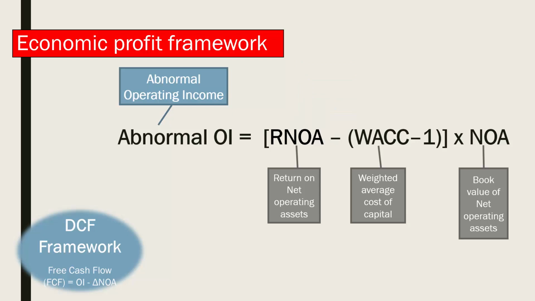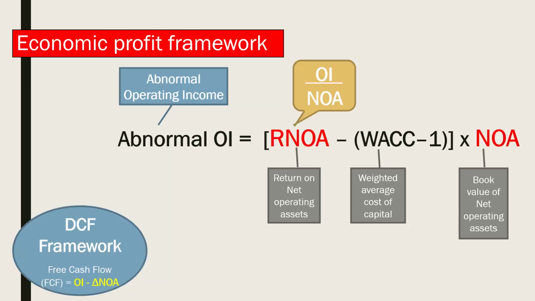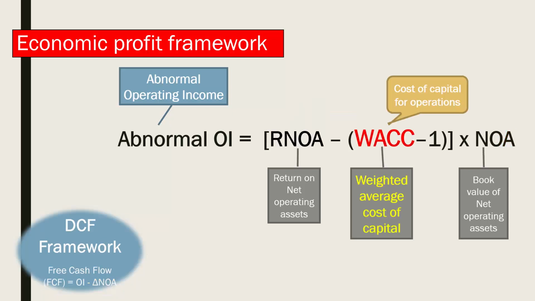In restating a firm's financial statements, we separate a firm's operating and financial activities and identify these key accounting measures of the enterprise of a firm: operating income after tax, OI, and net operating assets, NOA. The missing item is the weighted average cost of capital.